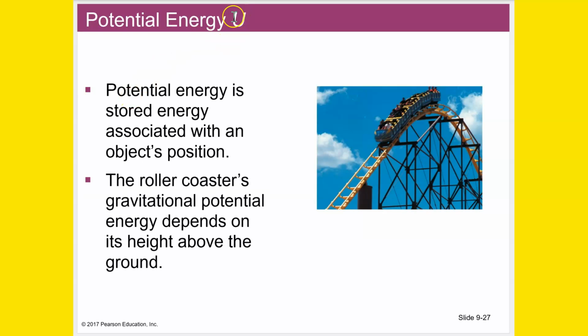Potential energy. So kinetic energy had the symbol K. You would think potential energy would have the symbol P, but it doesn't. It has the symbol U. Capital U is a symbol that refers to potential energy. And it is a stored energy that is associated with an object's position. So this roller coaster at the top of its path up here has the most potential energy it's going to have in the path we can see in this picture. The roller coaster's gravitational potential energy depends on its position. It depends on its height above the ground.